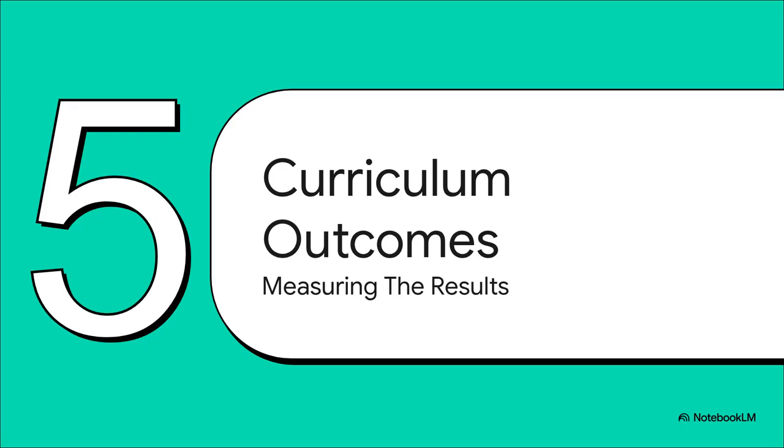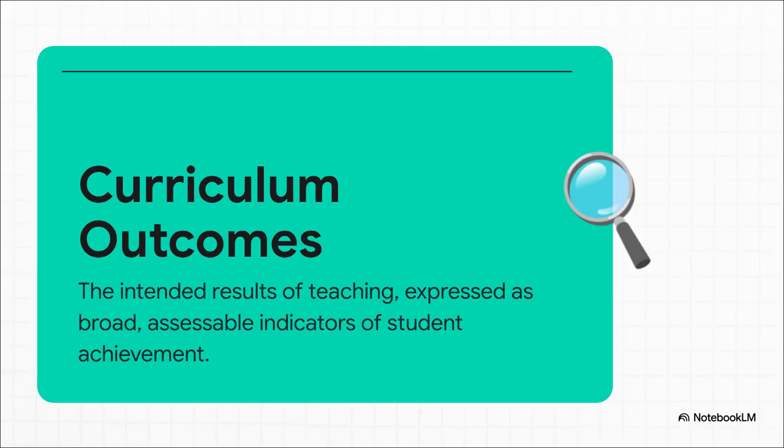The answer is in our final concept, curriculum outcomes. This is where we measure the results and see if our beautiful blueprint actually became a reality. Think of outcomes as the tangible proof of learning. They are statements that describe what a student should know or be able to physically demonstrate at the end of the whole process. They are the observable, measurable, and accessible signs that the objectives have actually been met.